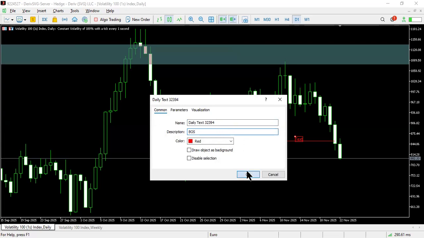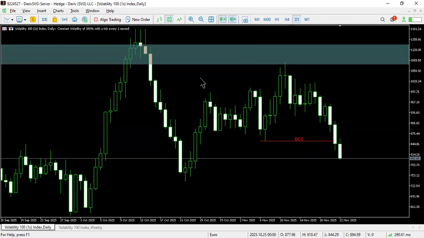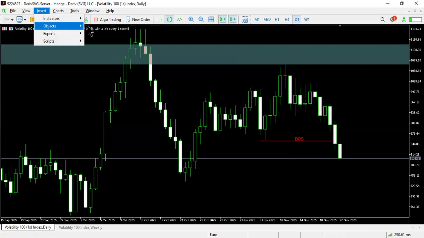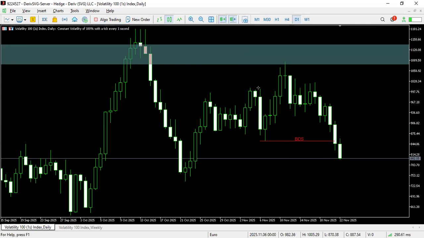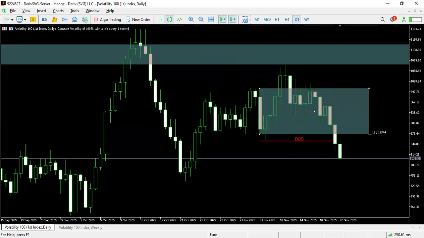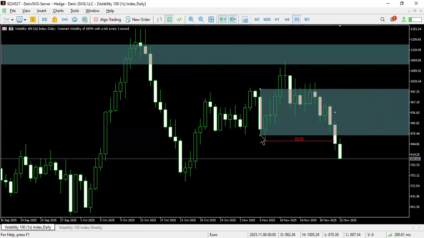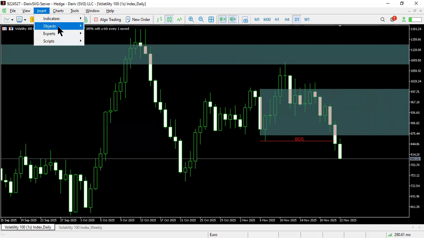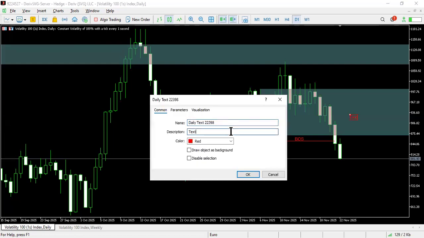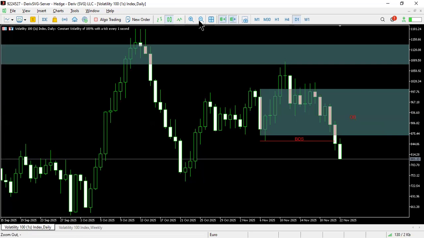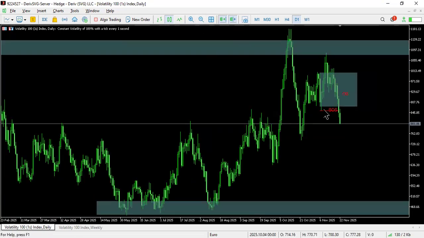So we have a break of structure, and then the order block which caused that break of structure. The one we'll be targeting is that one. That is from the daily time frame, that order block. That is the one we'll be targeting. So we have an order block right there. We'll be looking for selling opportunities until this demand level or the support level.